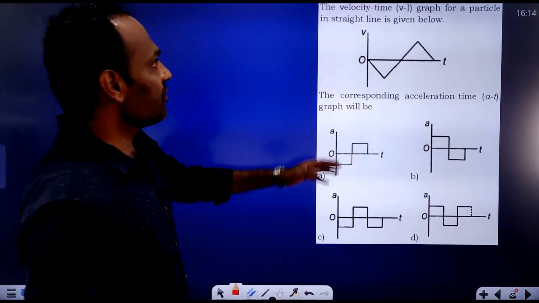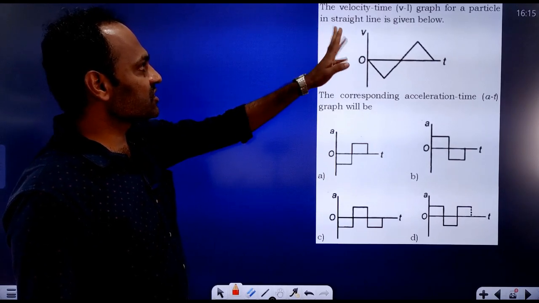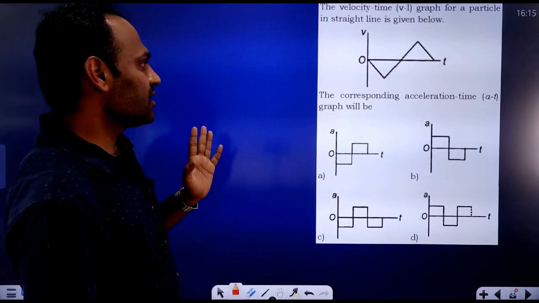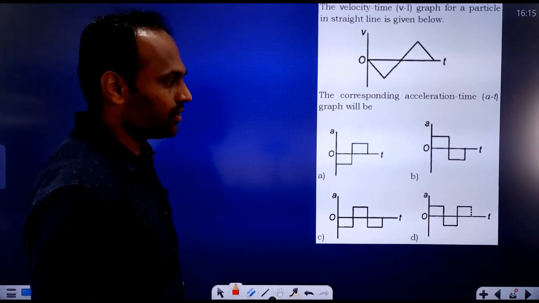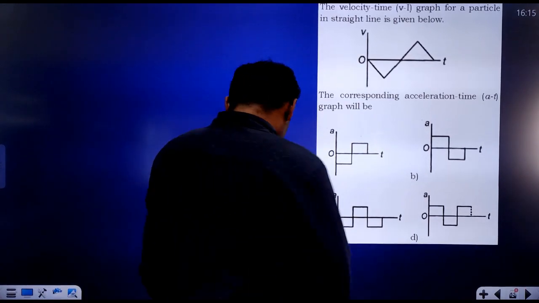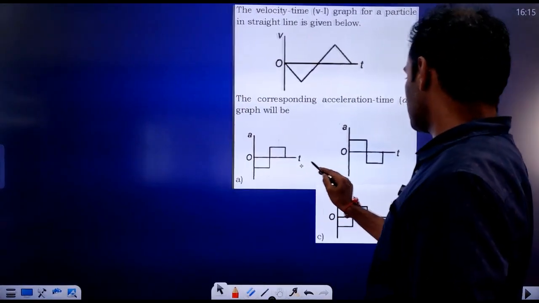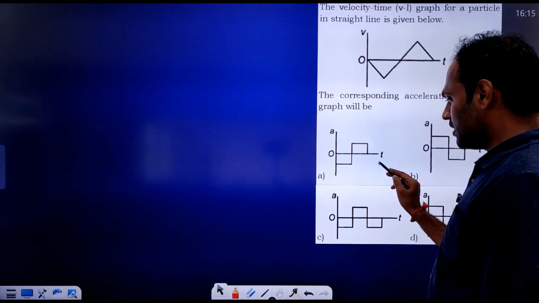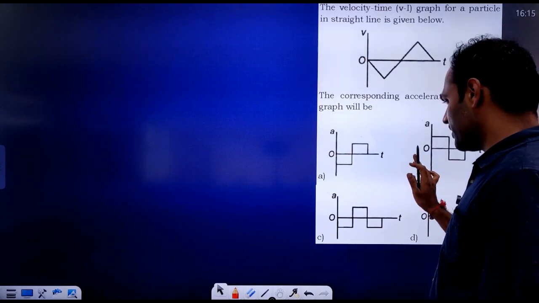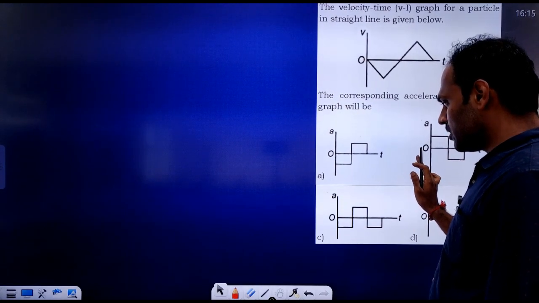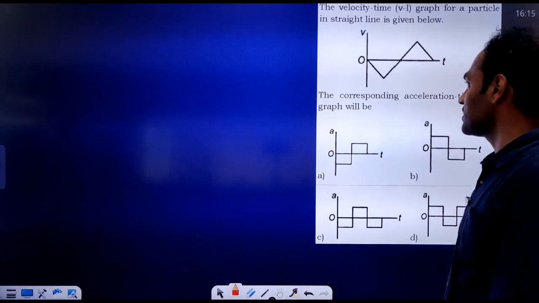Here the velocity-time graph of a particle in a straight line is given below. We need the corresponding acceleration-time graph. How do we get acceleration from the v-t graph? The slope of the v-t graph gives you acceleration, right? So here we have to check the slope.